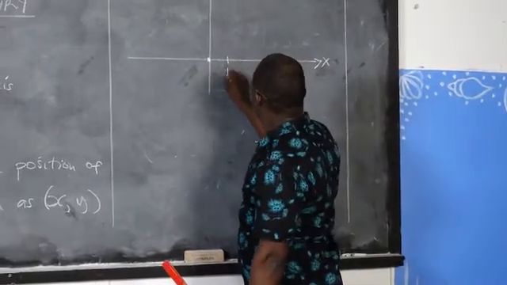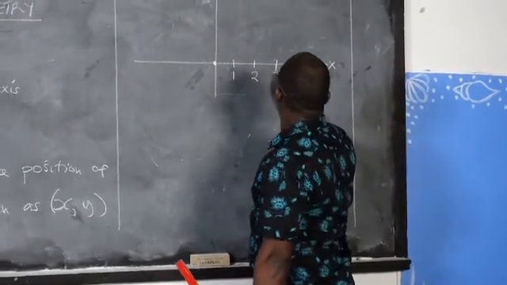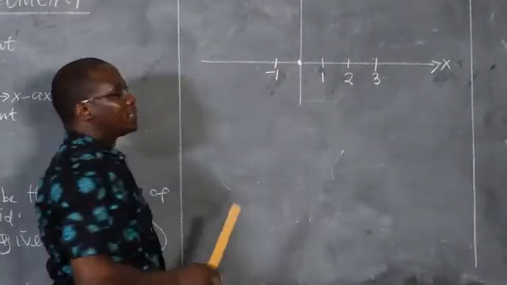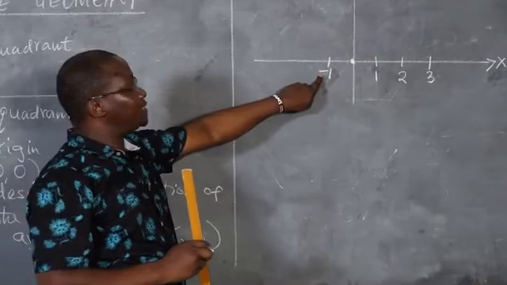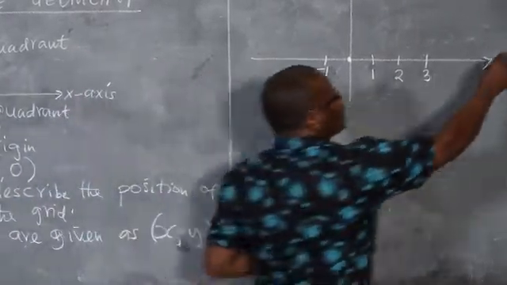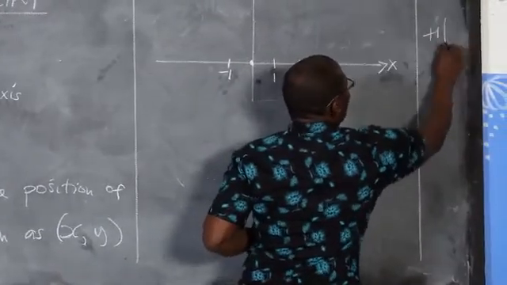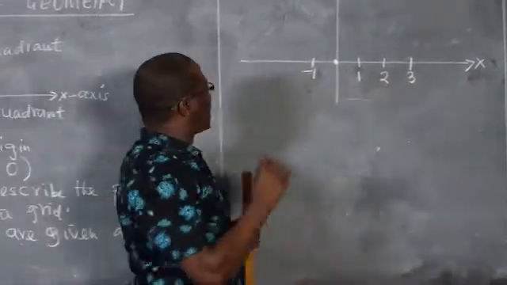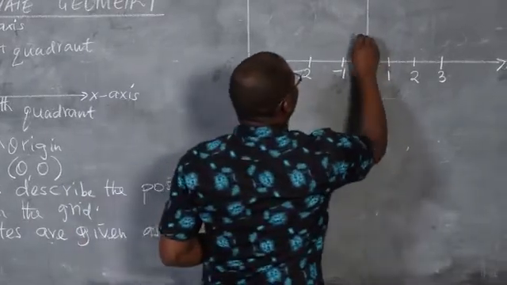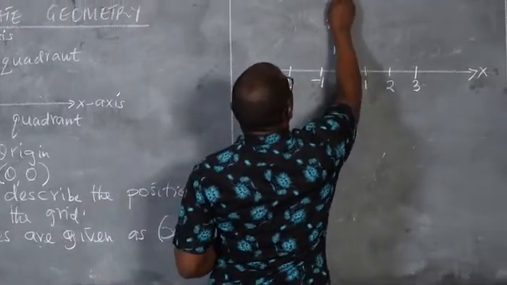So for example, we can have 1, 2, 3 as positive numbers. For negative numbers, you must put the minus sign. This is very, very important. For positive numbers, you can either put the positive sign or just write the number. But for negative numbers, you must insert the negative sign. So this is just an example.